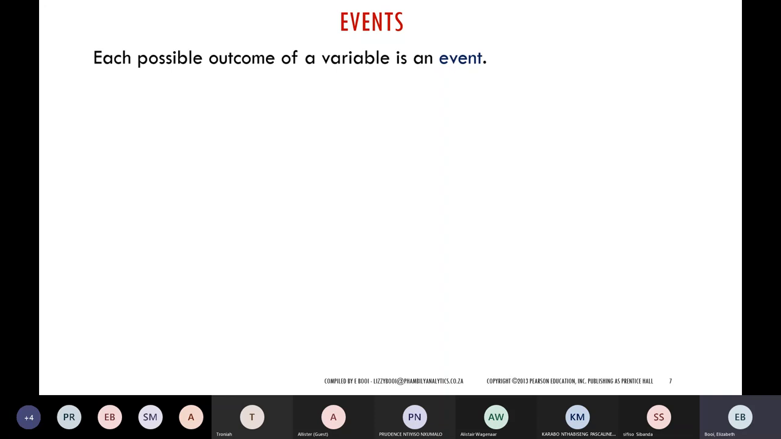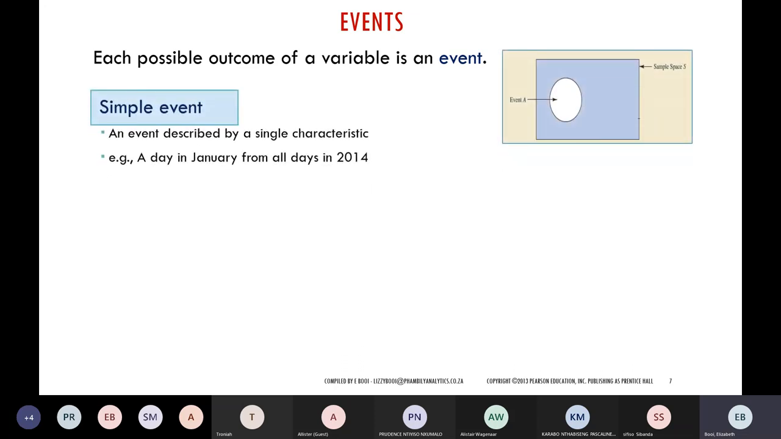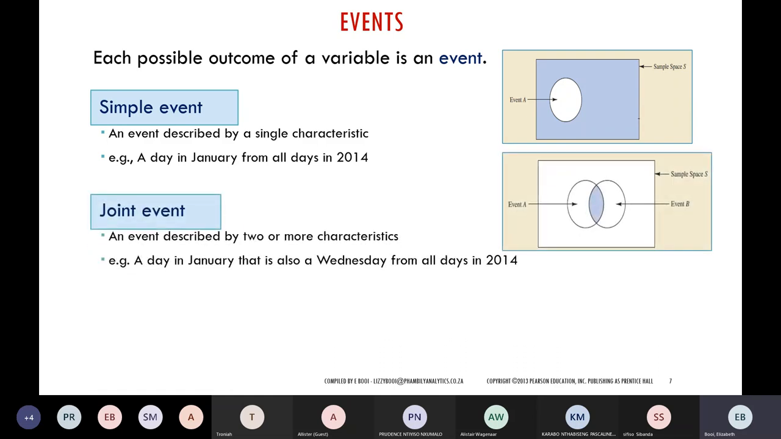We said that within an event there are possible outcomes that happen, and those possible outcomes create what we call an event. All possible outcomes come from a sample space, which we will define a little bit later. With events, we can have a simple event, which means only one thing happening at a time, and we can also have a joint event when two things happen at the same time.